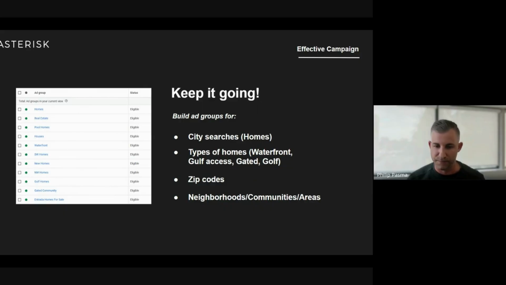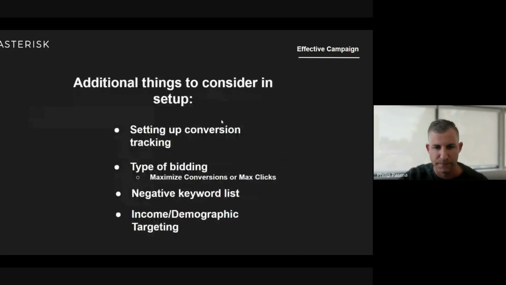You want to create a lot of different ad groups. So different city searches, different types of homes, different zip codes, different neighborhoods. The more you give Google, the more data you're going to see. Not every area or keyword is going to convert. So the more options you have, the better that your campaign and ad group are going to do. So definitely don't just stop at one.